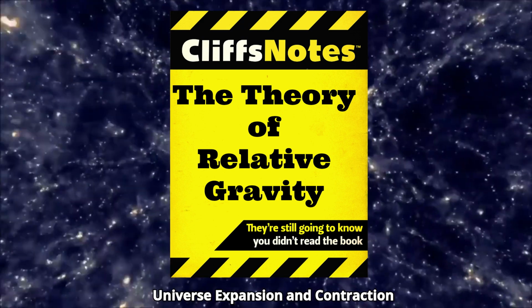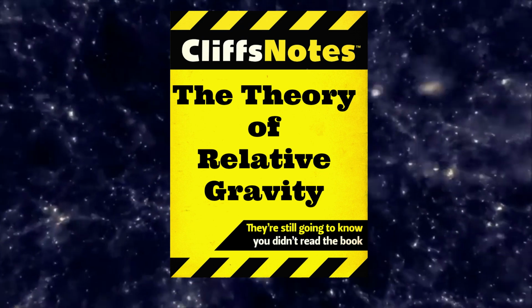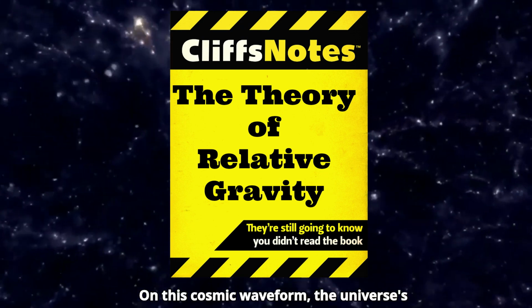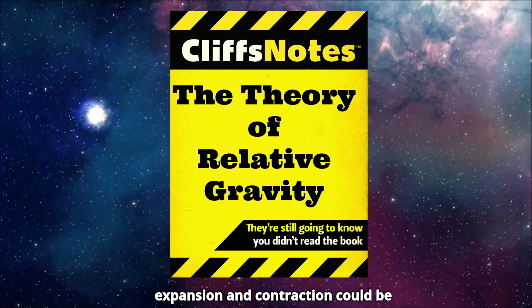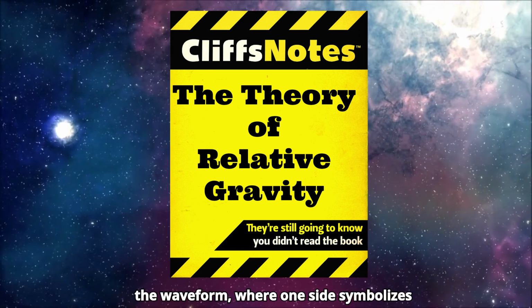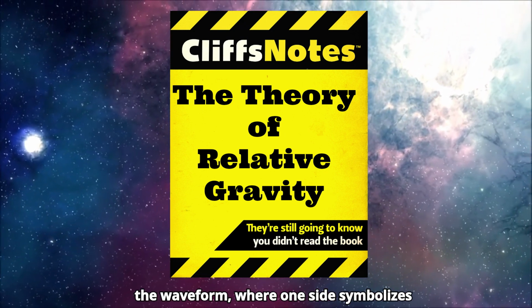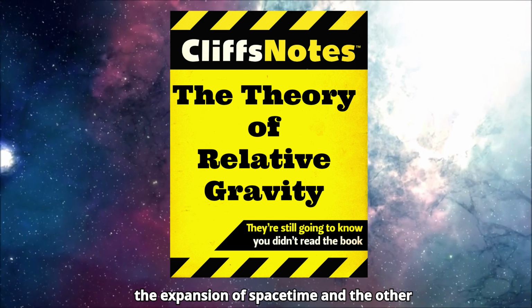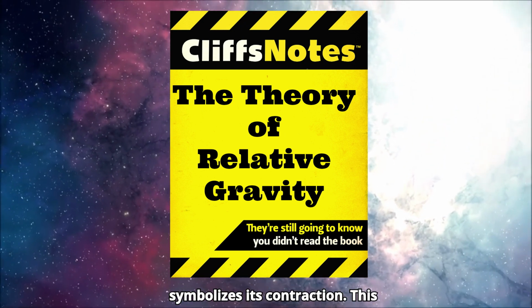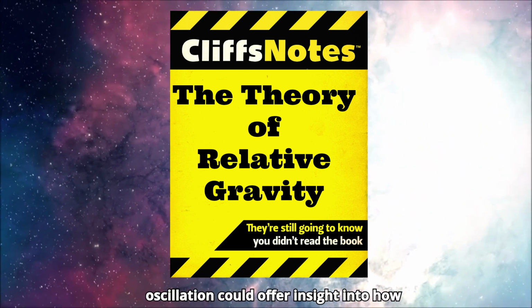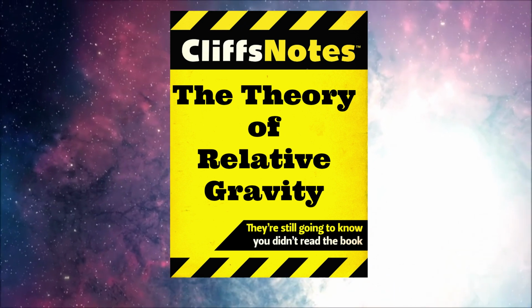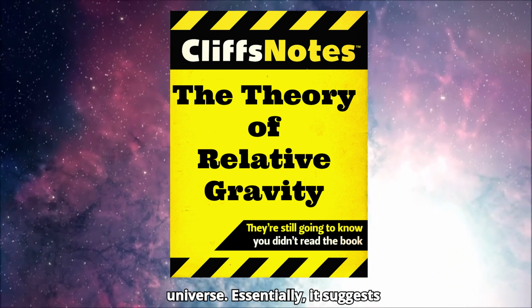Waveform of the universe, expansion and contraction. On this cosmic waveform, the universe's expansion and contraction could be represented as the opposite extremes of the waveform, where one side symbolizes the expansion of space-time and the other symbolizes its contraction. This oscillation could offer insight into how gravity and its relation to light interact in the grander picture of the universe.